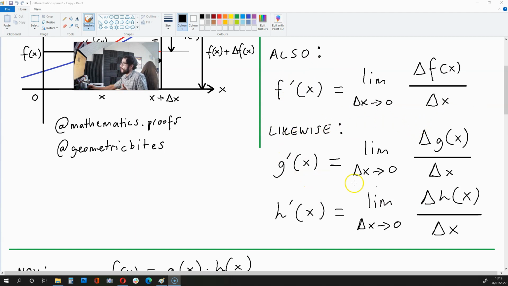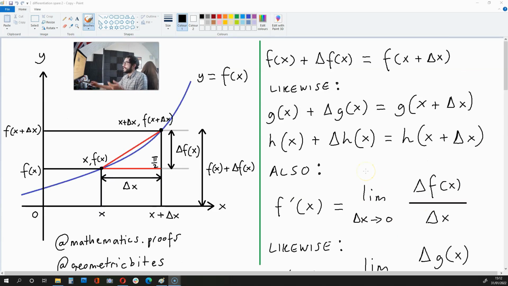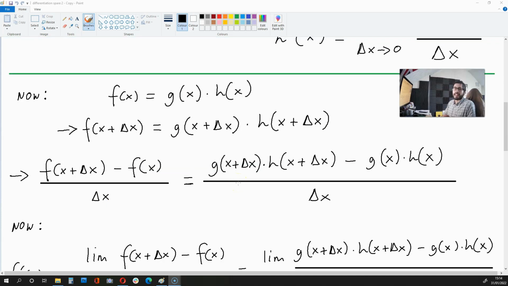Now, if this is true for f(x) over here, then it's also going to be true for the functions g and h, okay? So the derivative of this function over here is going to be the limit as change in x approaches 0 of the change in the function over change in x, and likewise for this over here, okay? And with these definitions, it's fairly simple to come up with the product rule used in A-level mathematics. Now let's get to the proof for the product rule.